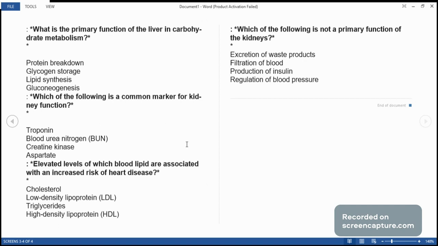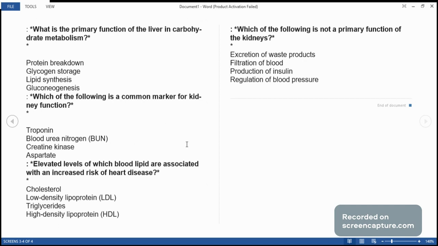Okay? So glycogen storage, the liver does store glycogen. This function is important for short-term glucose supply. However, this is not the liver's primary role in carbohydrate metabolism. So it is a storage function, not a dynamic regulatory one. Lipid synthesis relates to fat metabolism. The liver does synthesize lipids, including cholesterol and triglycerides, but this has more to do with lipid metabolism, not carbohydrates.